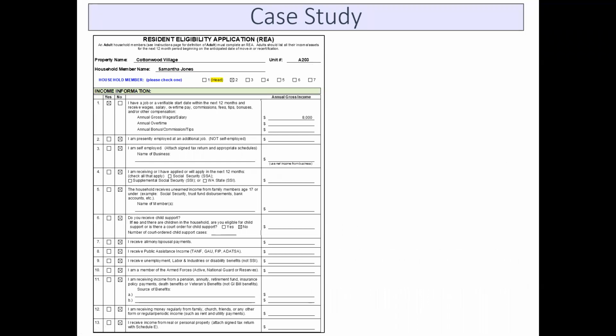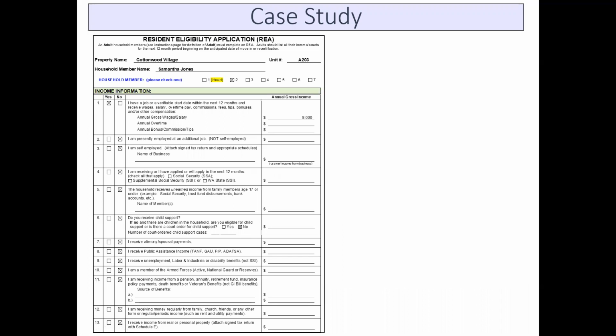Same thing, Samantha. Samantha, if you looked closely at the dates on the REA on the first page, Samantha is 17 at the time the paperwork is being done. However, during the next 12 months, she will turn 18, so we would ask her to do an REA herself.